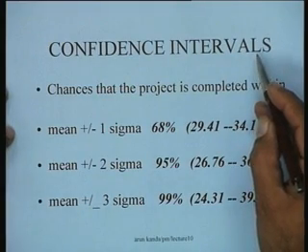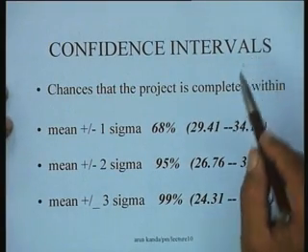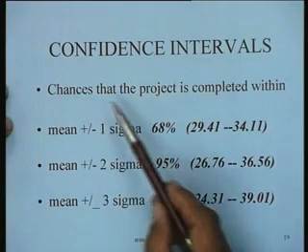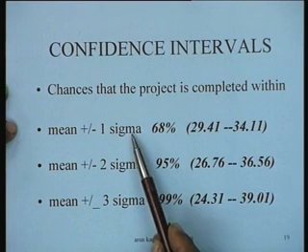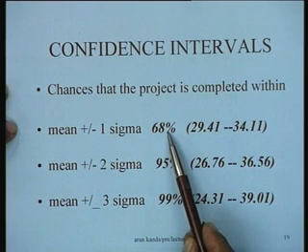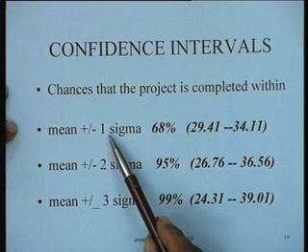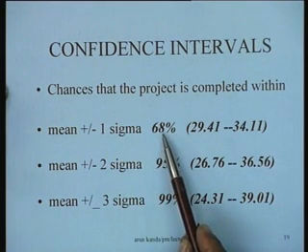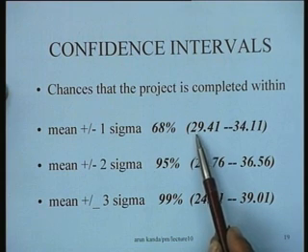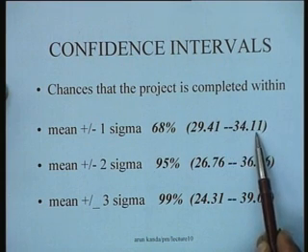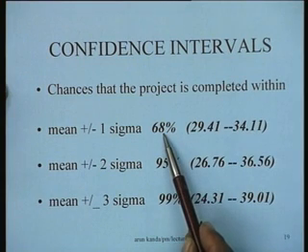For instance, we can determine the confidence levels. What do we mean by confidence level? That means you can find out the chances that the project is completed within, if you take mean plus minus 1 sigma, the chances are about 68%, because within plus minus 1 sigma about 68% of the area of the normal distribution lies. So we can say that between 29.4 to 34.1 days, within this interval, there are 68% chances that the project would be completed.